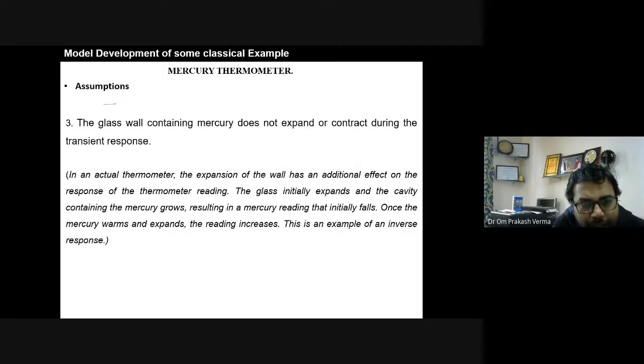Third assumption is this one: the glass wall containing mercury does not expand or contract during the transient response. हम assume करते हैं, but practically it will not happen. Okay, the glass wall is not going to contract or expand as the temperature of the thermometer increases, right? So at the time of the transient response, this is the point. हम ग्लास का नहीं ले रहे हैं, we are taking whatever heat transfer is occurring only for the mercury, nothing else.